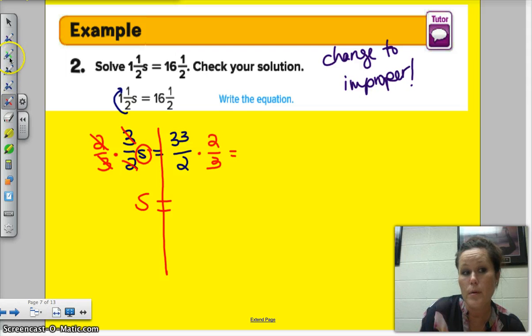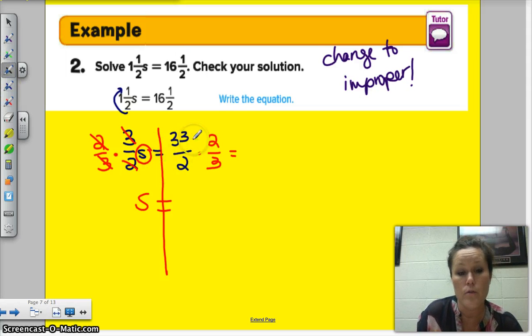Now I hope you remember how to simplify before you multiply. These 2's cancel, and then 3 and 33 have a common factor of 3. 3 goes into this 3 here 1 time. 3 goes into 33 11 times. This is a 1 and this is a 1. 11 times 1 is 11/1. So I end up with s equals 11/1, or s equals 11.